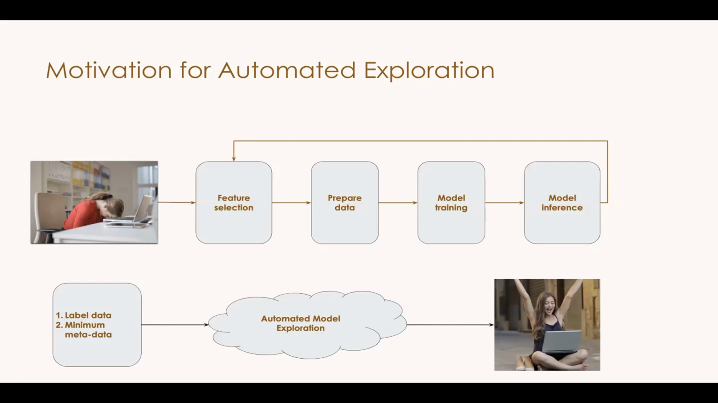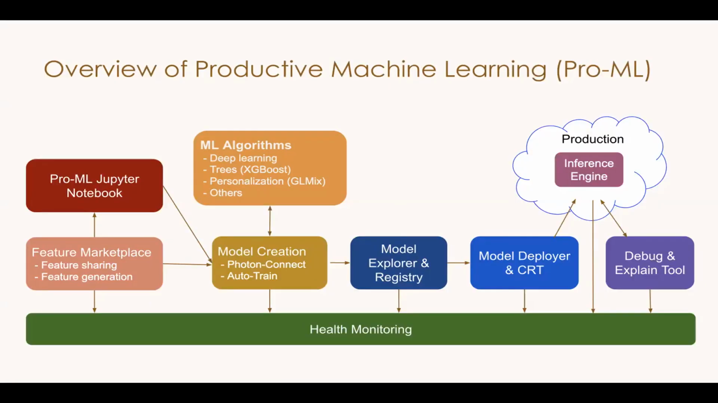Before we dive deep into various components of automated model exploration, let me share a brief overview of LinkedIn's machine learning platform. Productive machine learning, or in short, ProML, is LinkedIn's machine learning platform with the goal to improve productivity of engineers. This slide is a little old as we have been constantly making changes to our stack, but overall architecture remains the same. This is an overview of the key components of ProML, and I'll go briefly over a few of these.